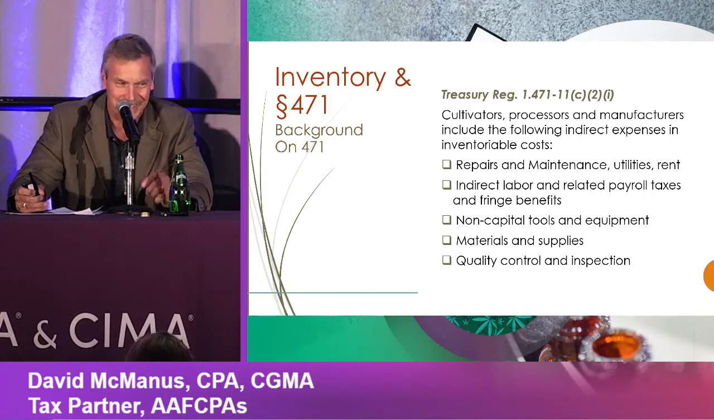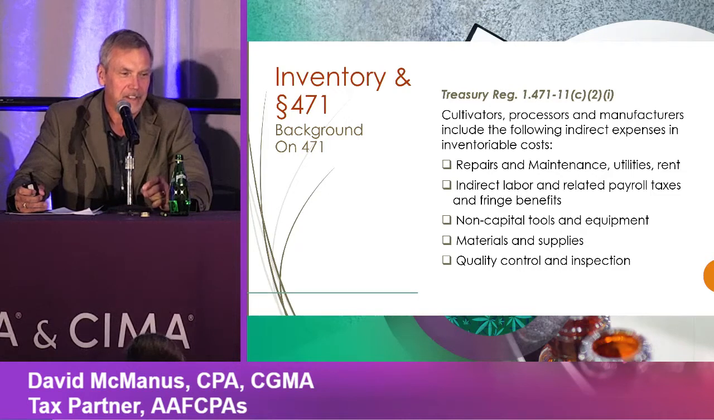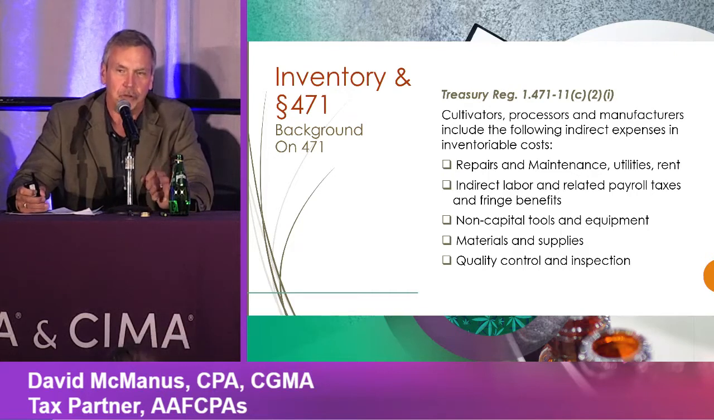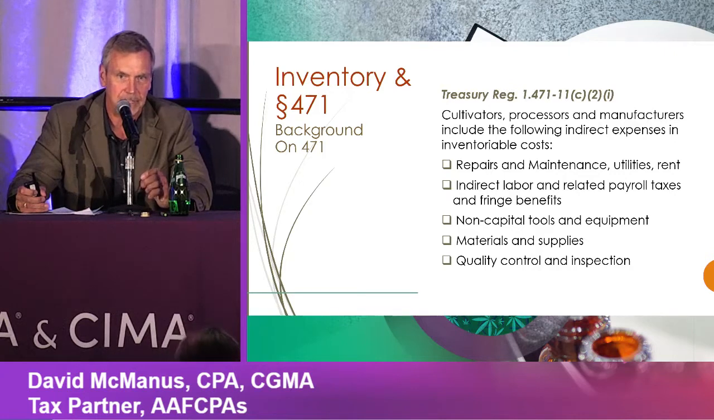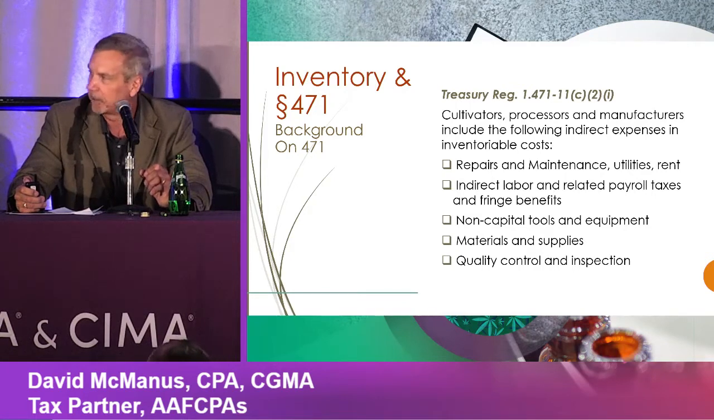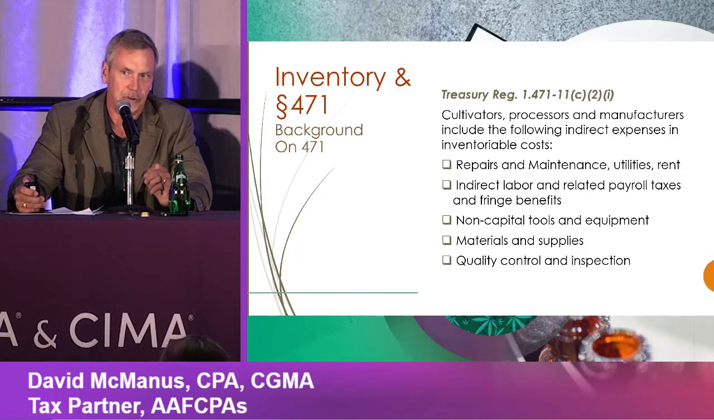471-11(c)(2)(i), I guess you call it, is your indirect costs that are always includable in cost of goods sold, regardless of where they are included in the internal financial reports. So that's your repairs and maintenance, your utility costs, your indirect labor. Those costs, it doesn't matter where they are in your financial statements, your internal reports, they need to be included in inventoriable costs under Code Section 471. So again, it's a key principle to really understand how these costs are being reflected and accounted for in the internal reports in order to get your 471 costs right on your tax returns.